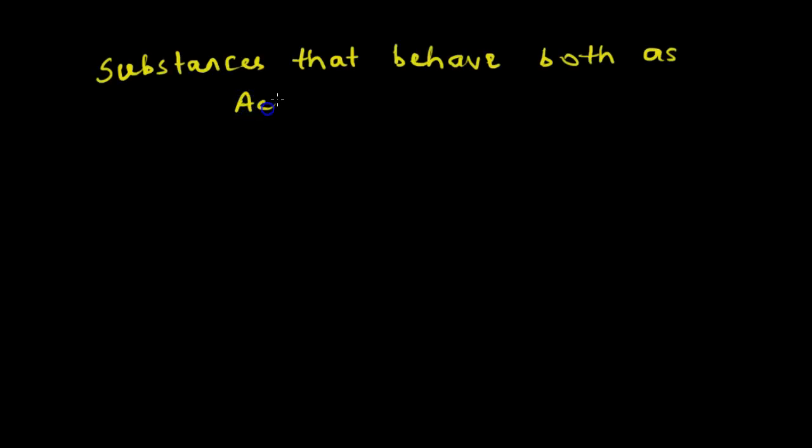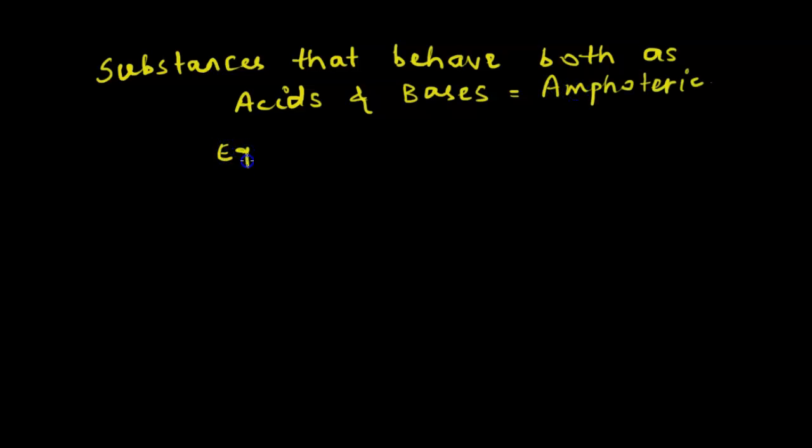Now, there are certain substances that behave as both acids and bases, meaning they fall under the definition of both acids and bases. Those substances have a special name called amphoteric. An example is water. It's a very common amphoteric substance.